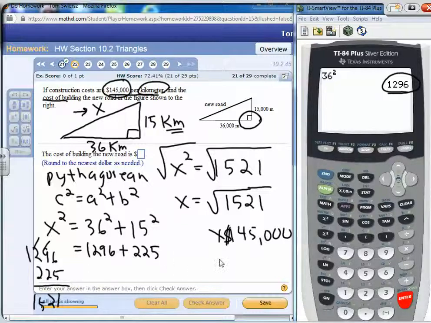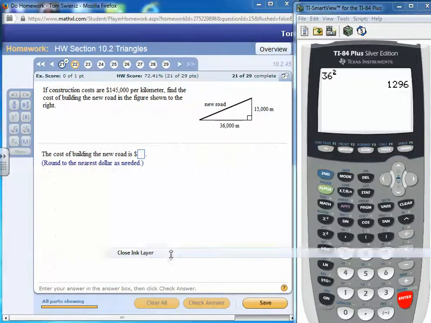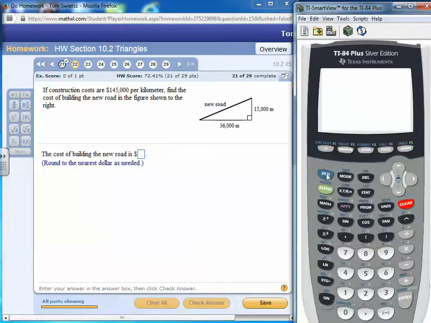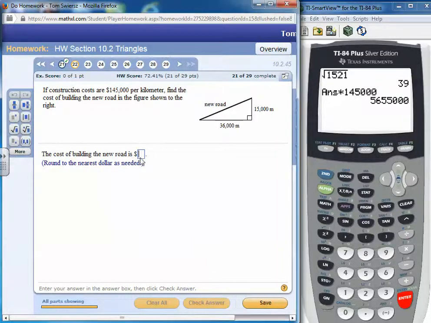So we'll go ahead and do second square root of 1,521, which exactly comes out to 39. And then we said we're going to multiply by each kilometer, which is 145,000. There it is. So the total cost is going to be $5,655,000.